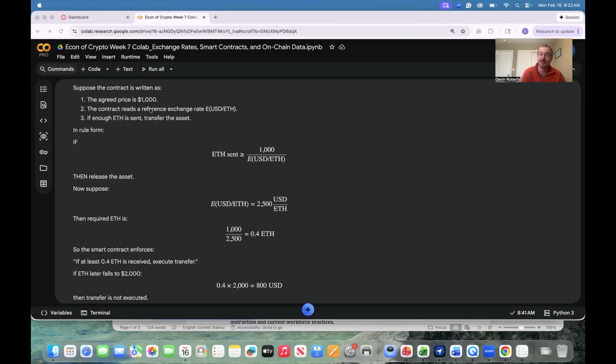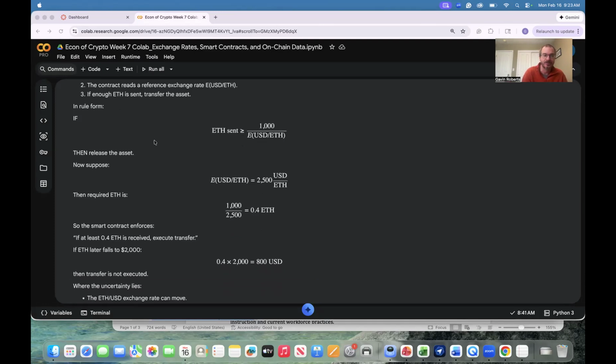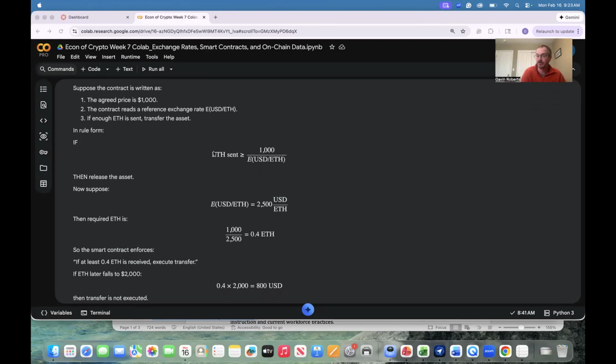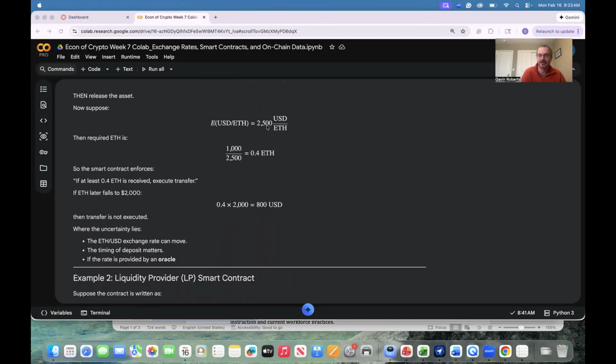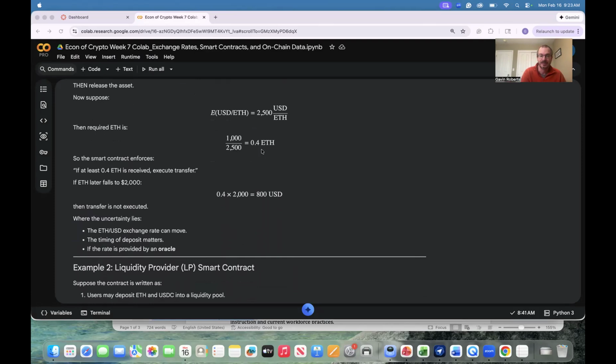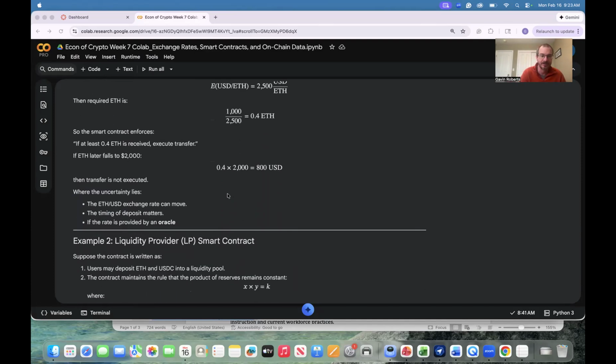And so we could imagine a smart contract says if $1,000 of value is sent, but in Ethereum, because maybe this is on the Ethereum blockchain, then release the asset or transfer the asset. So in rule form, if Ethereum sent is greater than 1,000 over this exchange rate, because that's how we're going to convert to the US dollars referenced in the smart contract, then release the asset. Now we could suppose that Ethereum is $2,500, and then we could have 0.4 Ethereum. As long as 0.4 Ethereum or more is received, the smart contract would release the asset.